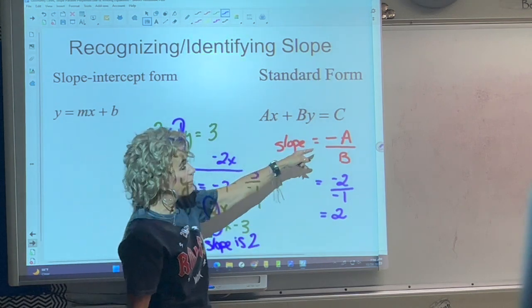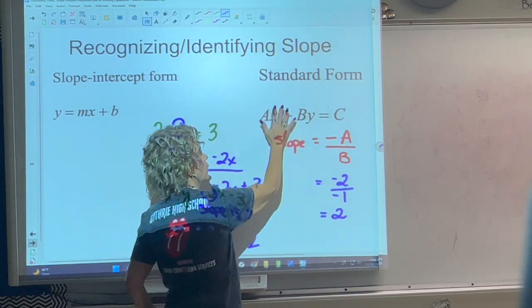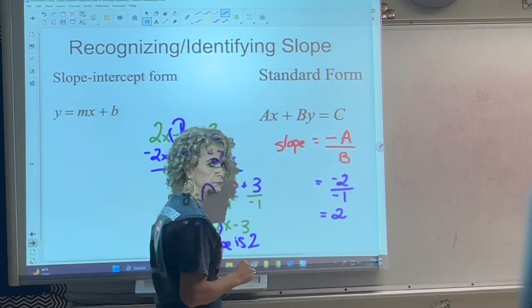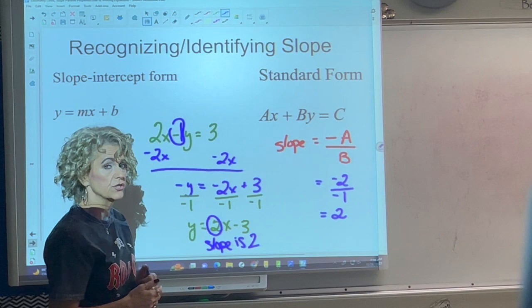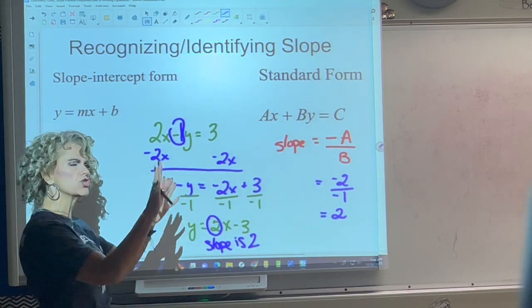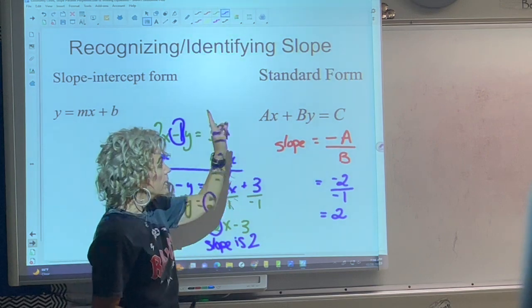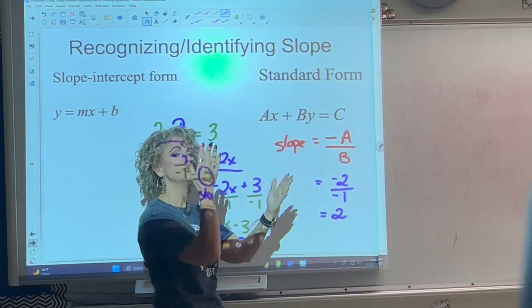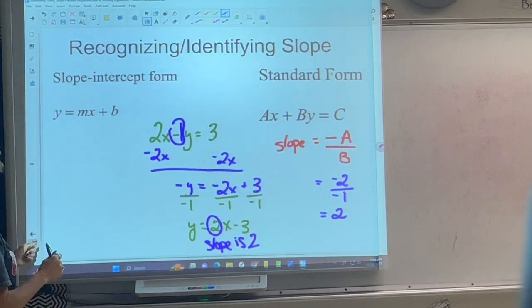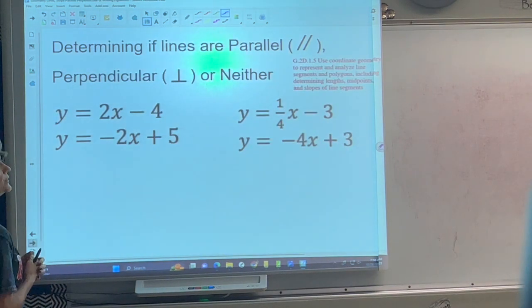I would much rather remember that when it is in standard form, my slope is the opposite of A over B. It's a lot more efficient, okay? So be sure you put that in your journals. You star it, you highlight it, whatever. You have to know this in order to be efficient with your time, okay? We don't want to do more work than we absolutely have to.